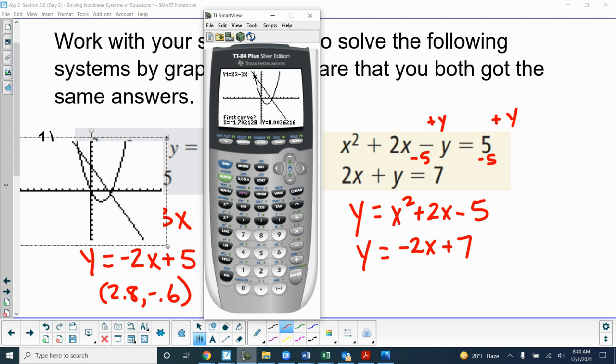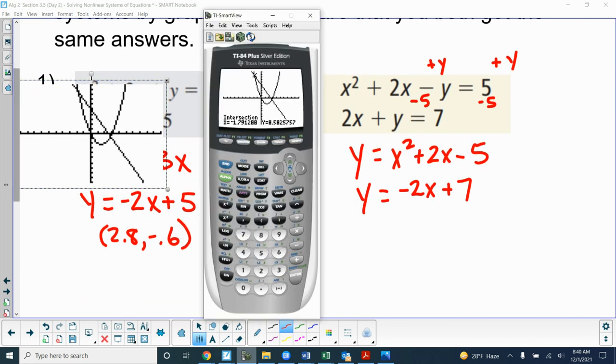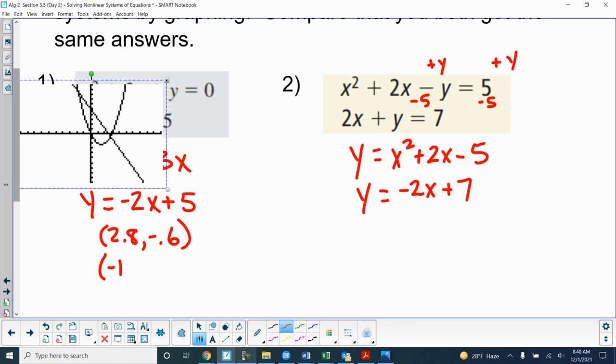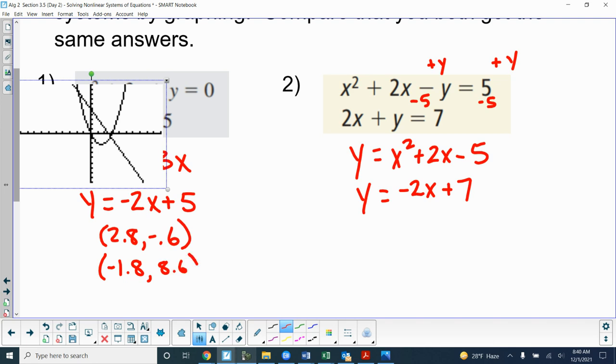You wouldn't have been able to find that answer on your table, either one of them in your table, would you? Because your table's in whole numbers, right? So that one's negative 1. I'm just rounding to tenths. Negative 1.8. And 8.6. We okay with that? What did you guys get for number 2?